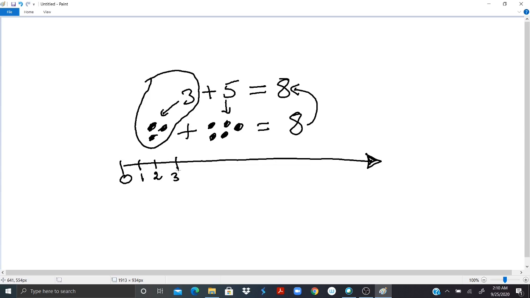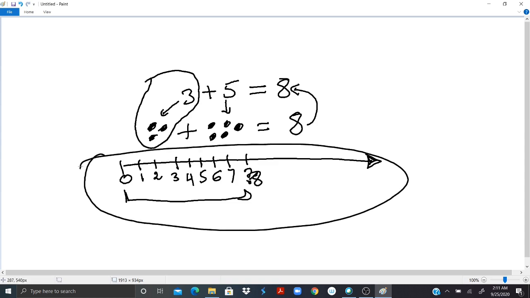So from 3 here, I will count 1, 2, 3, 4, 5. So what is this number if I start counting from 0? So let's count it. I have 0, 1, 2, 3, 4, 5, 6, 7, and this number is 8. So from our number line, we end up having 8 also.